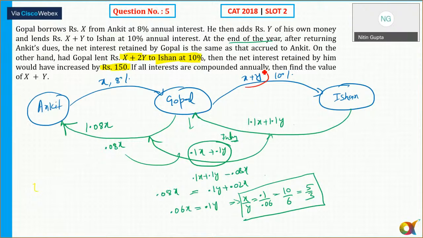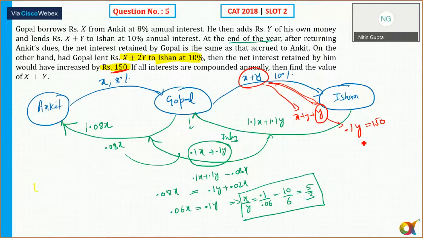Initially, he lent y. So if he's lending y, what is the return received on this y? That is equal to 0.1y, 10% return. And this 10% return will be nothing but 150, because the net interest retained by him would have increased by rupees 150. So I can say 0.1y is equal to 150.